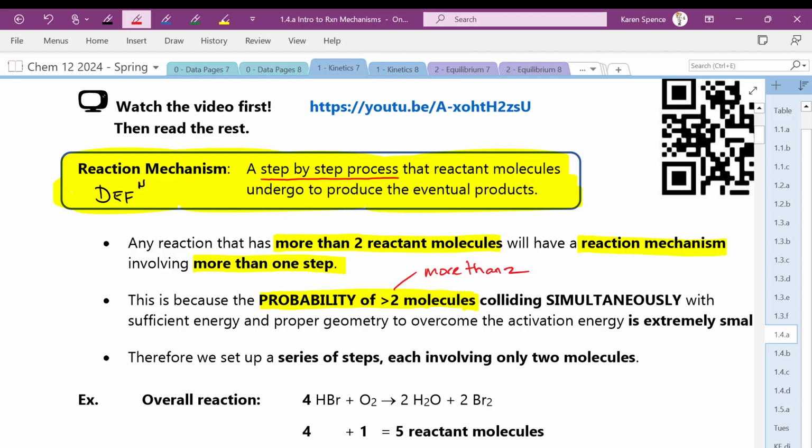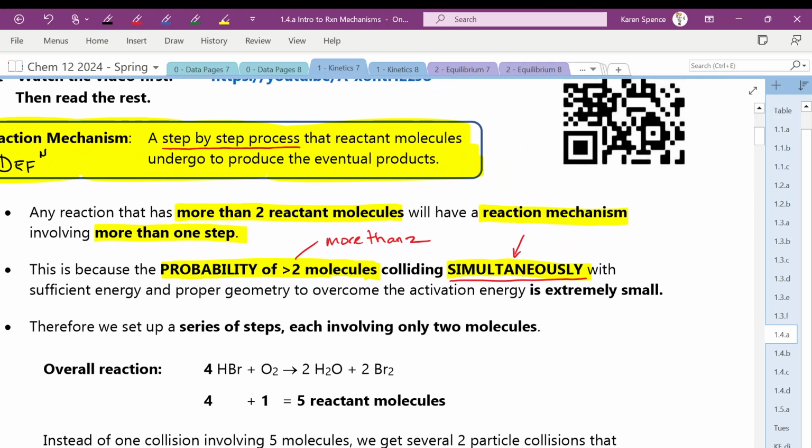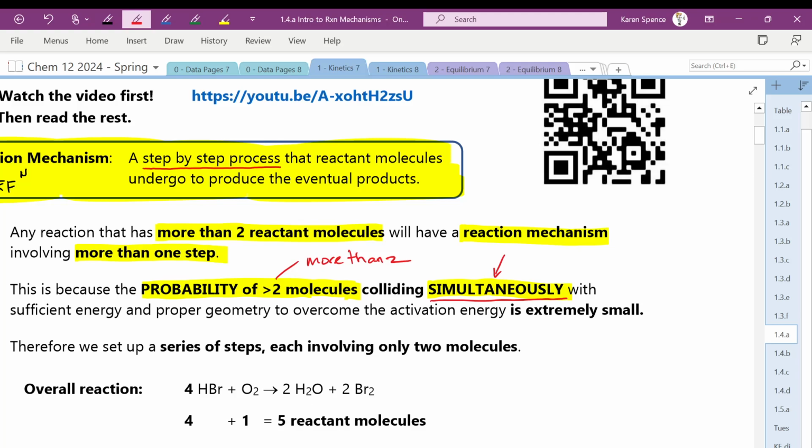colliding simultaneously. What does simultaneously mean? That's a big long word. At the same time, yes. So if you are learning English for the first time, maybe it's only been a few years, simultaneously is a big long word. That means at the same time.